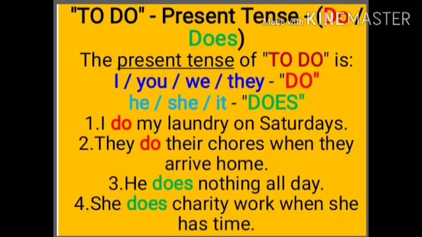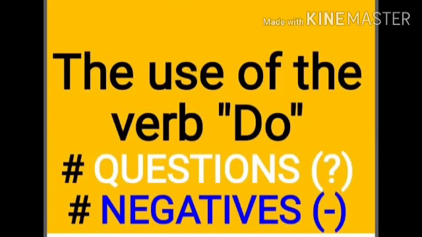Here all the examples are in present simple form. Second, they do their chores when they arrive home. Here the subject they is third person plural, so we have used the verb do. In the third and fourth examples, the subjects he and she are third person singular, so the verb does is used there.